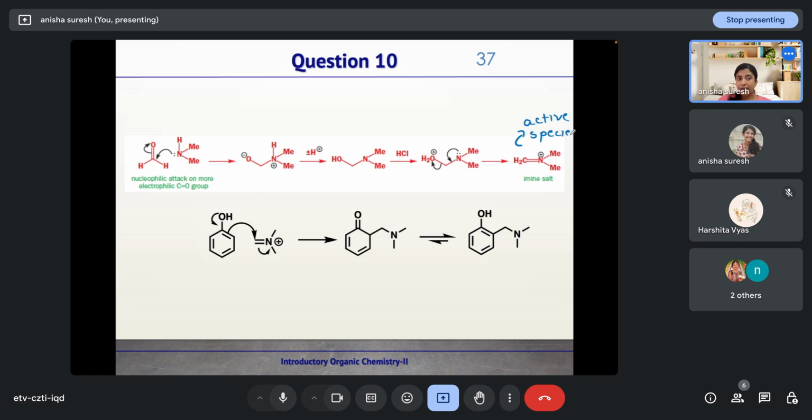Okay. Now what will happen? This phenol will undergo an electrophilic aromatic substitution reaction. So this lone pair will fall and this bond will go and attack on this carbon, neutralizing the positive charge on nitrogen, giving this intermediate. Now rearomatization reaction will take place by removal of this proton, giving this as the final product. Clear?